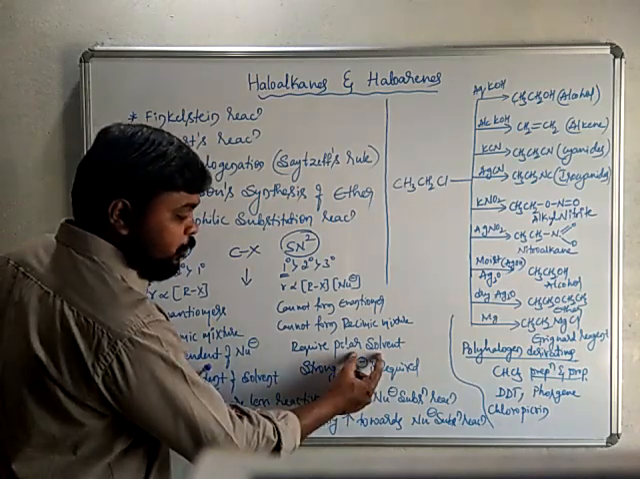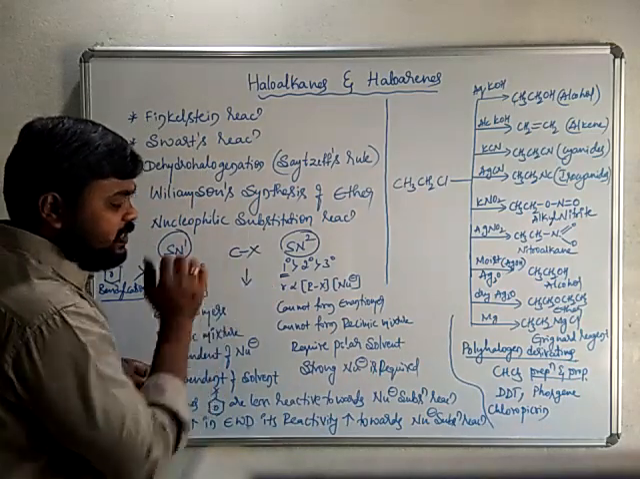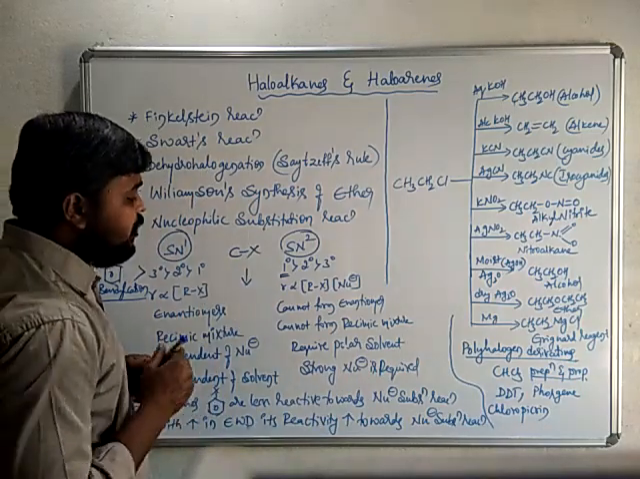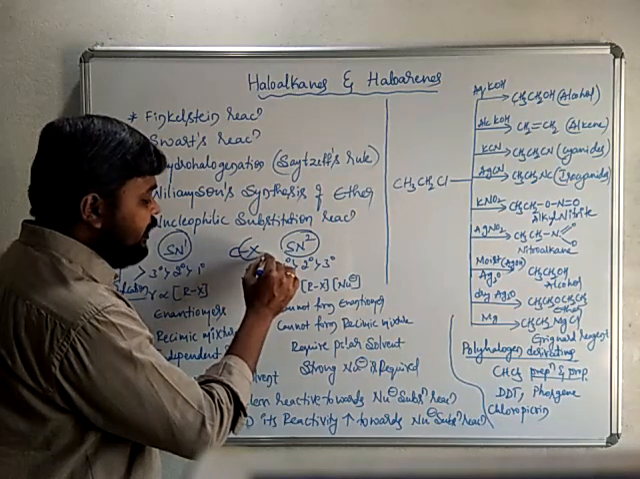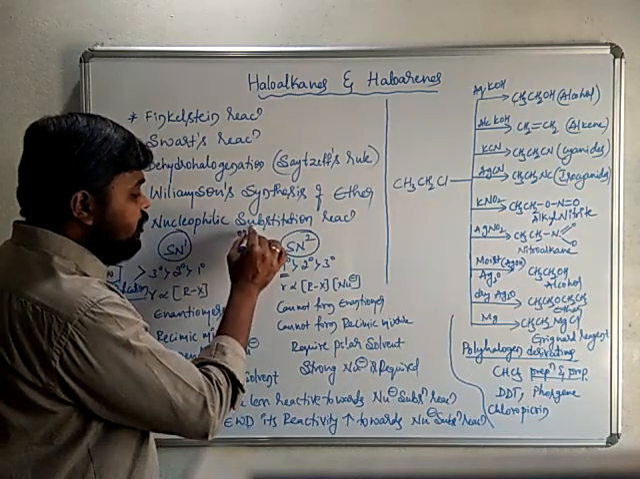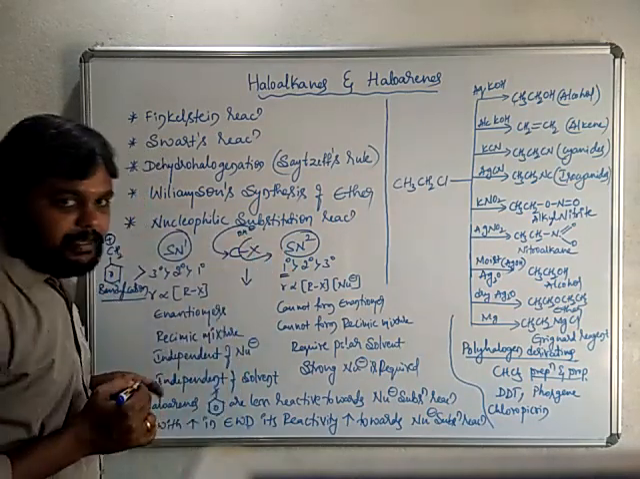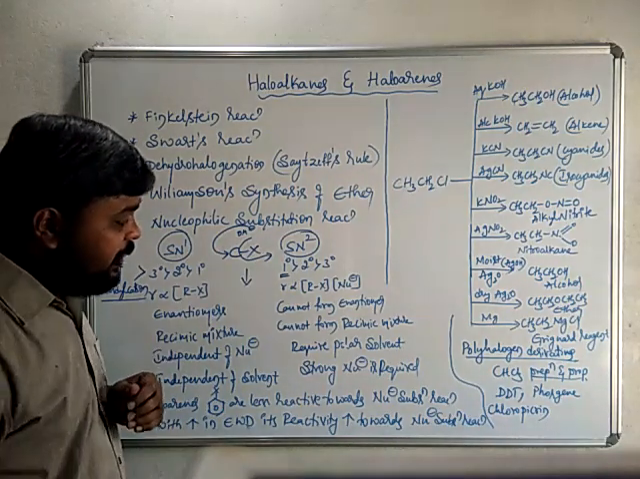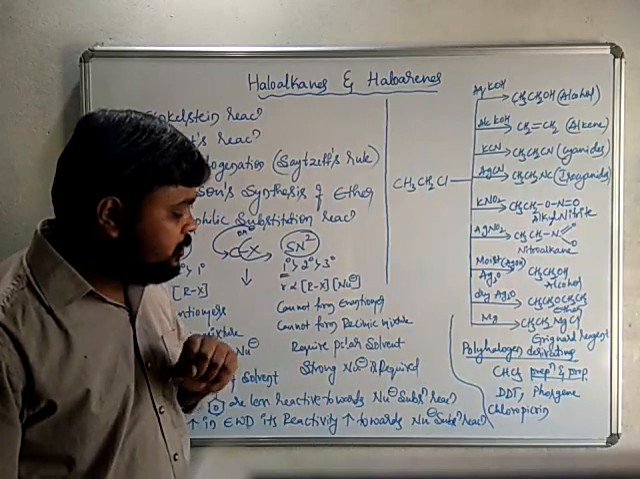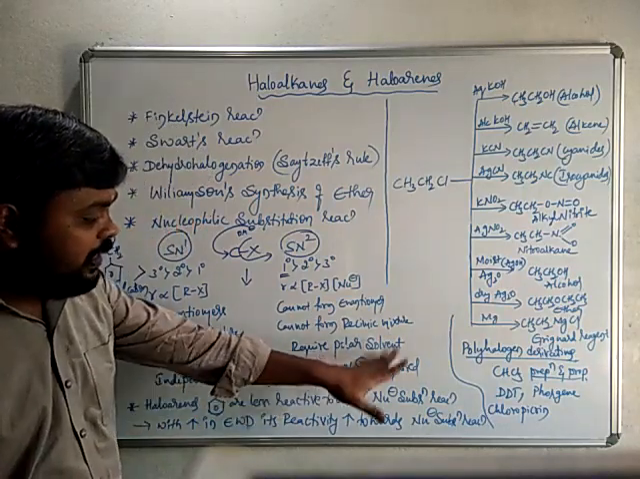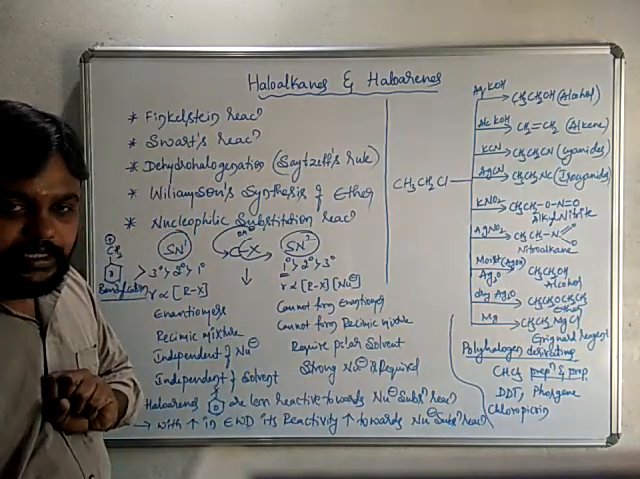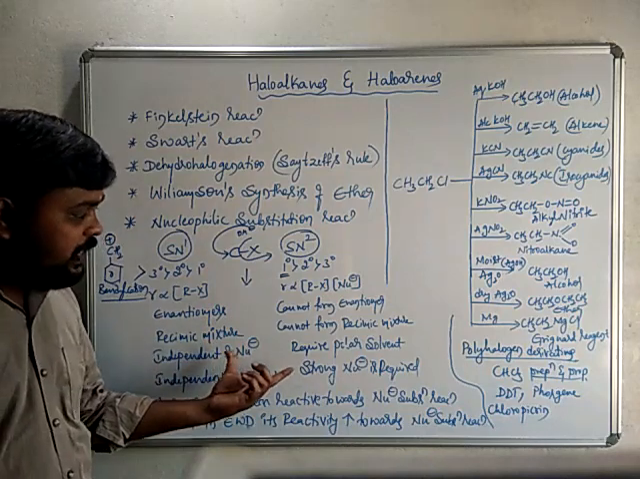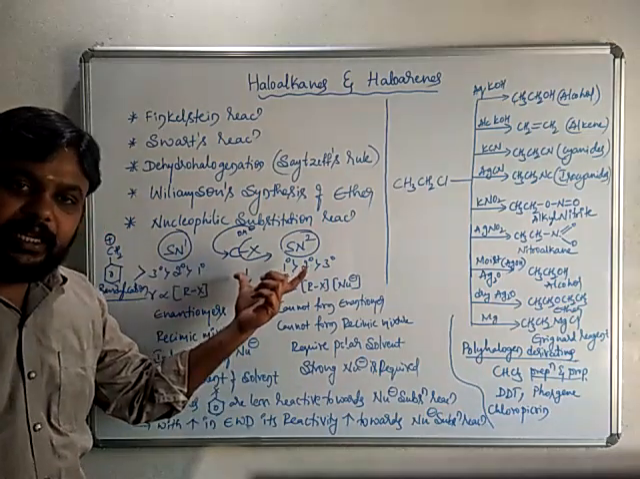If we make use of a polar solvent, the polarity of the C-X bond increases. As a result, X minus will go out very easily and OH minus will get in very easily. So to create polarity in case of the SN2 mechanism, we need a polar solvent, and a strong nucleophile is required in the SN2 mechanism.